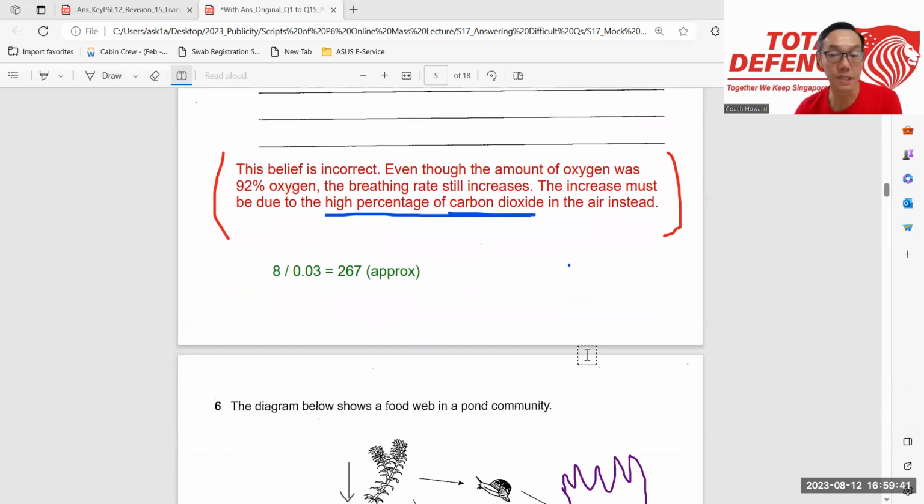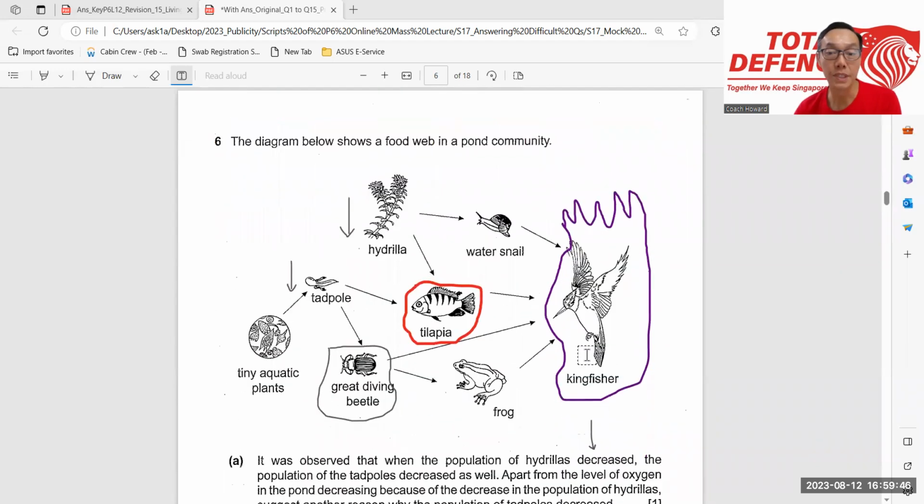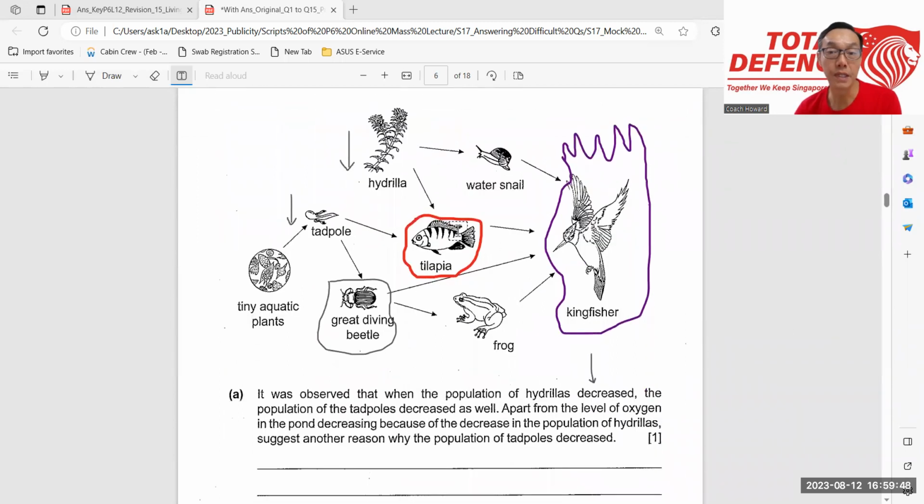Okay, next one is the interesting food web in a pond community. Some students are not familiar with the word tilapia. Tilapia is actually an edible fish in Singapore. And this great diving beetle is an insect that can stay underwater for a temporary amount of time because it can trap a water bubble and breathe underwater. That's why it's a great diving beetle. Just like when you go diving, it carries an oxygen tank.